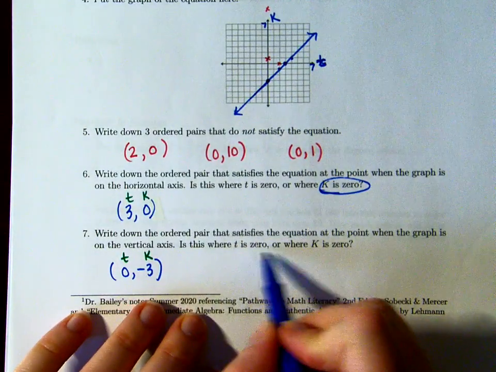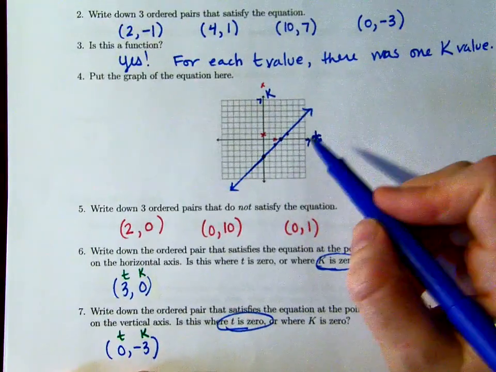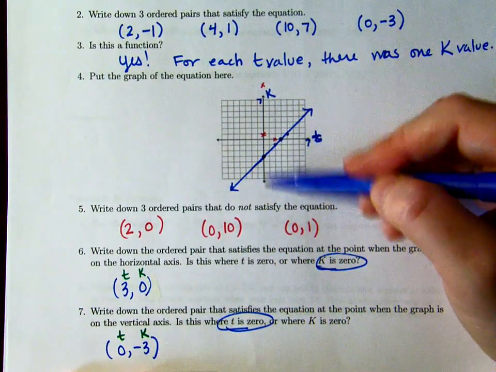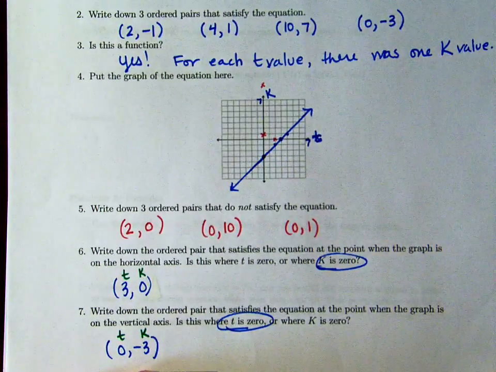Is that when T is 0, K is 0? T is 0. Okay, so if the T value is 0, then we actually hit the vertical axis. Our graph does anyway, right there.